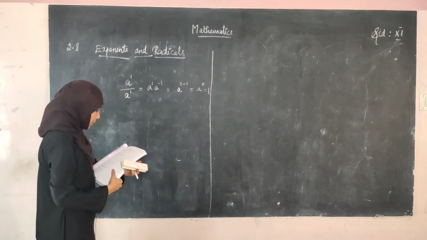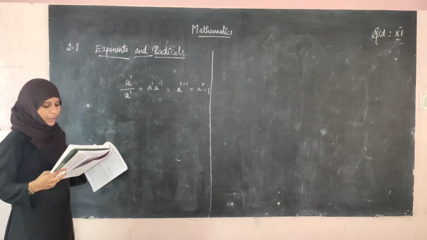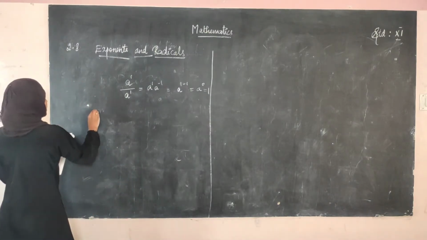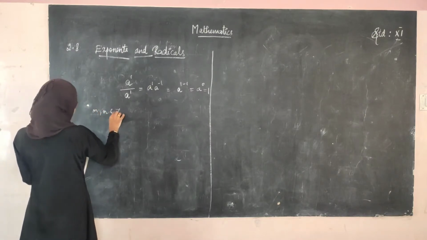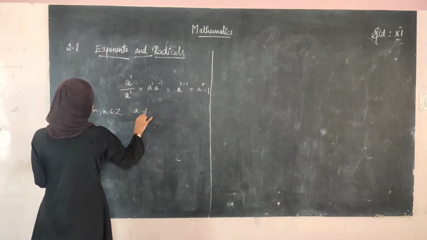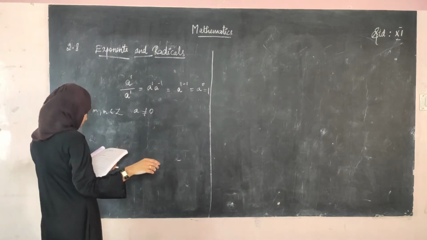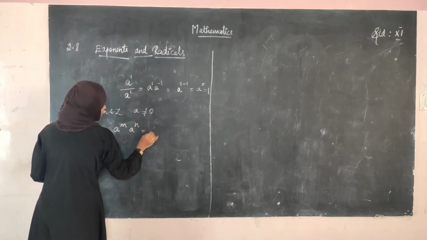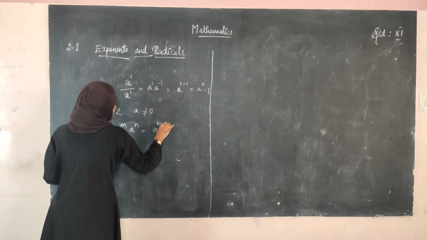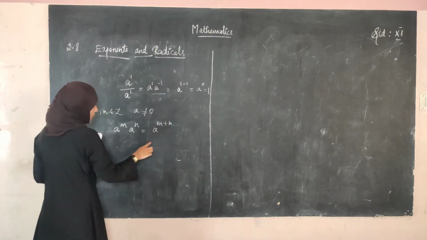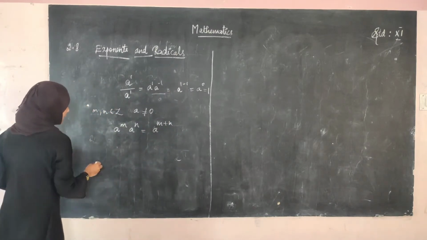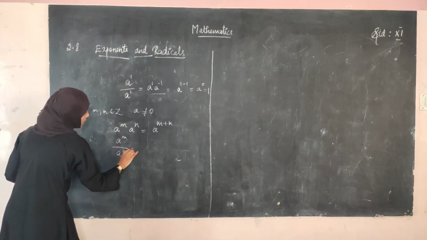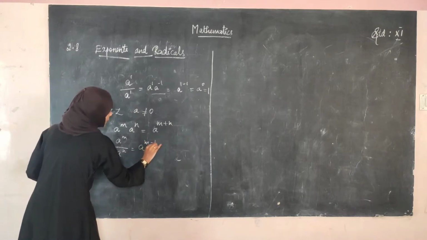Now see some properties they have given, the properties of exponents. If m and n belong to integers and a is not equal to 0, then a power m into a power n can be written as a power m plus n. Similarly, a power m divided by a power n can be written as a power m minus n.